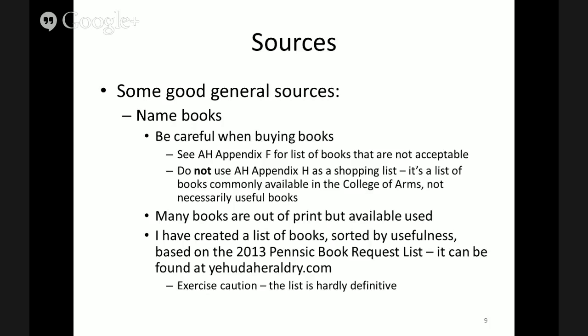Now, a lot of the books that we do like are out of print but are available used. And if you do want a list, I have one at yehudaheraldry.com. What I basically took is the list that was published when we set up Herald's Point of the books we'd like people to bring to Herald's Point. I resorted it by how important people think the books are, and I use that as my shopping list. So that's something people can use. Just be careful. It's not a definitive list, and not everything on there is something everyone needs.